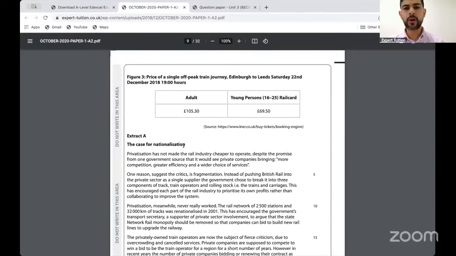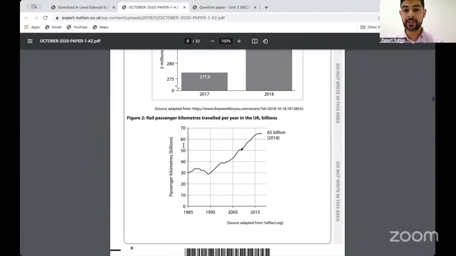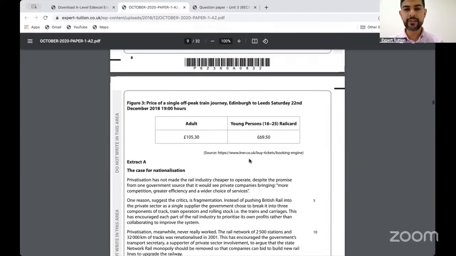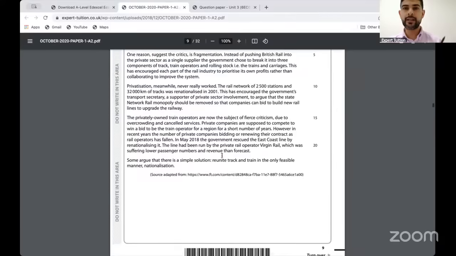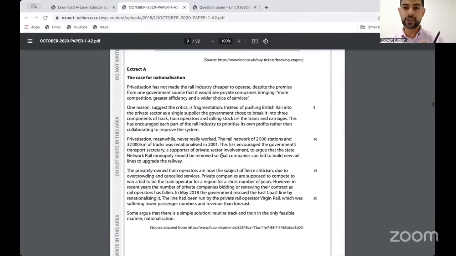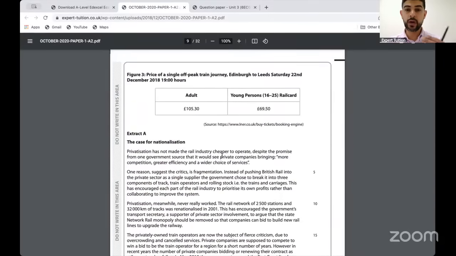So the number of people going on the train has clearly gone up, right? It's blatantly gone up throughout the period. And the date that they were referencing, by the way, was specifically since 2008. Now, 2 of the marks are reserved for application for an 8 marker. So you need to make sure that you are applying it to the data.